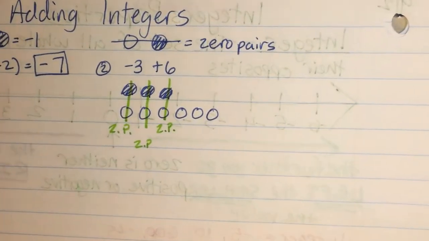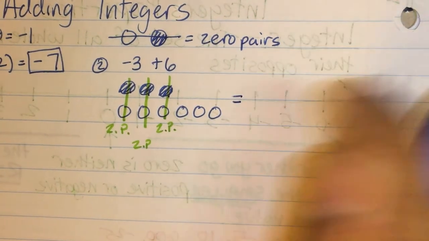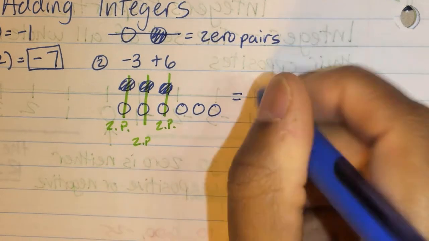Because anytime I get one positive, one negative, they cancel. If I give you $1 and take $1 back from you, you still have $0, right? It's like what you started with. So let's see what's left over. We have 3 circles left over.